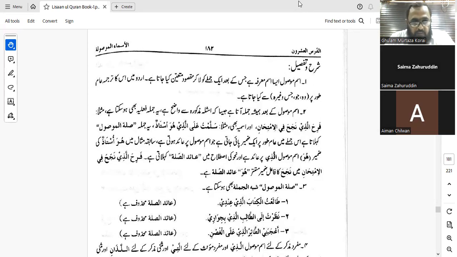Point number 4 is this: can there be silatul mawsul other than jumlatun ismiyatun and jumlatun fi'liyatun? The answer is yes. And what is that? That is shibhul jumla. So shibhul jumla can be silatul mawsul. And I told you that whenever we refer back to silatul mawsul that is shibhul jumla, we will find something mahdhuf, like thabitun, thabitatun, thabata, thabatat, and we'll discuss that as well. So these were the very important points.